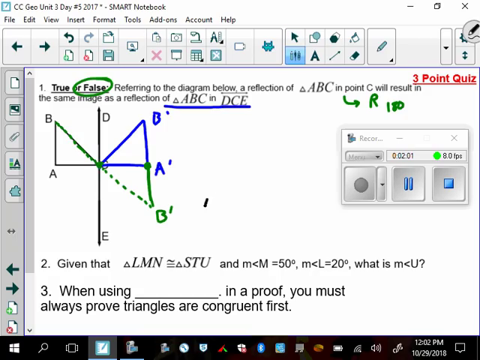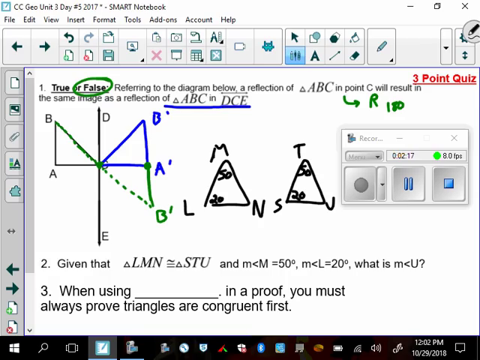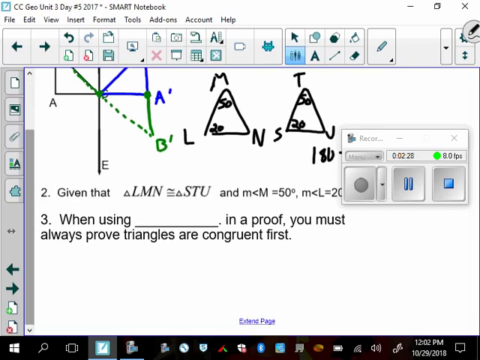In the second problem, they're telling me two triangles are congruent. And they tell me M is 50, which would make T 50. They're telling me L is 20, which would make S 20. And if they want angle U, it's the same thing as angle N. I would subtract these values from 180. Okay, and in the last problem, all right, I have to prove the triangles first, and then I can use CPCTC, which stands for corresponding parts of congruent triangles are congruent.